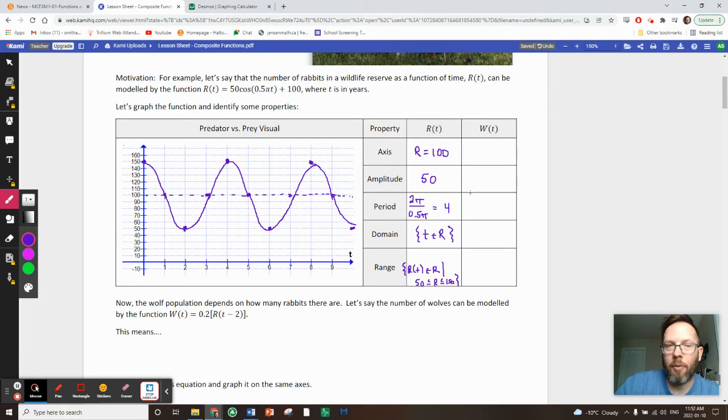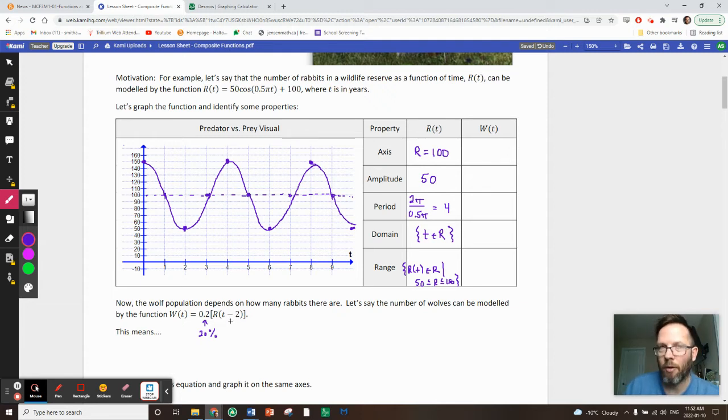Let's look at the wolf population. Our wolf population is going to depend on the rabbit population, so here we have a function describing that relationship. If we think about what that means, the 0.2 means 20%. The wolf population at any given time is 20% of the rabbit population, but not the rabbit population at the current time.